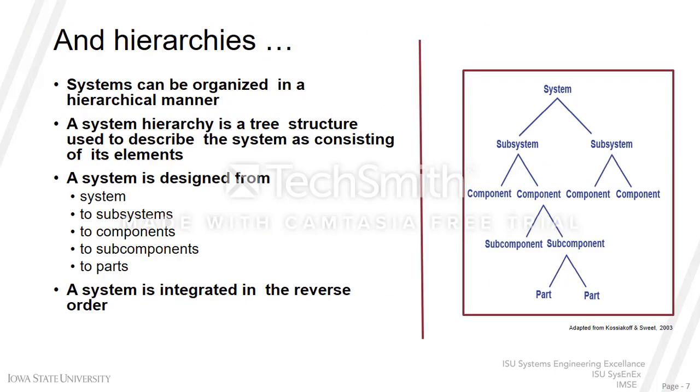Systems can oftentimes be organized in a hierarchical manner, and this is very advantageous as a systems engineer if you are able to do so. This allows you to understand all the elements of your system in a very organized and linear light. In this image here, you notice that the system starts off at the very top of the overarching system and then has a subsystem. Then within that subsystem, there are potentially components, subcomponents, all the way down to the part level.